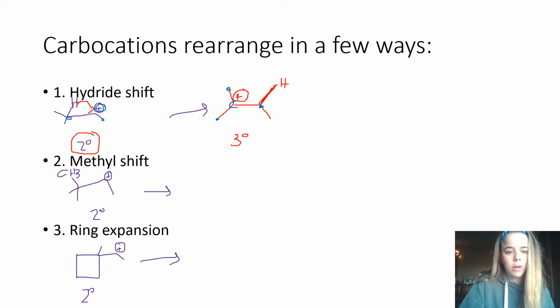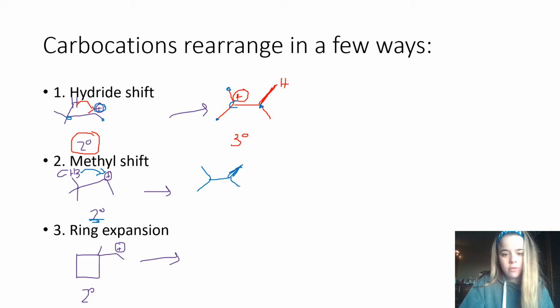So that's why we want to do that hydride shift. Similarly, the second way is through a methyl shift, and it's similar to the hydride shift. We're going to move that to the positively charged carbon there. This is a secondary, and we're going to make it into a tertiary carbocation. So this is going to form into this.